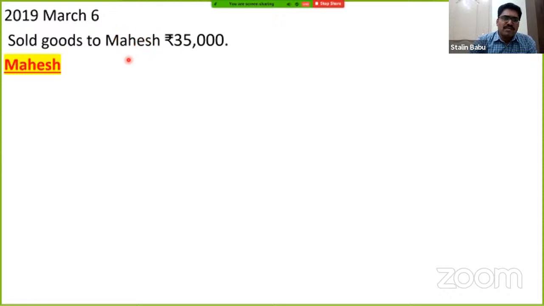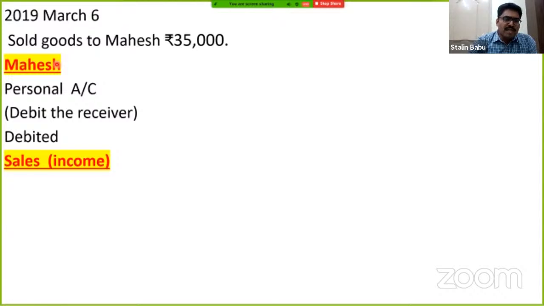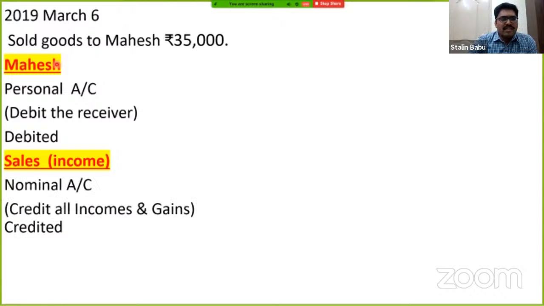So the two accounts involved here are Mahesh account and sales account. Sale is an income to the business. Mahesh is a personal account. Debit the receiver, credit the giver. He is the receiver of the goods, so his account should be debited. Sale is an income. According to the nominal account principle, it is credited.